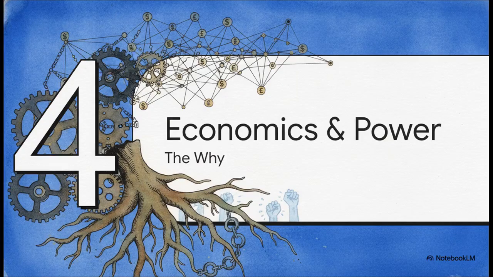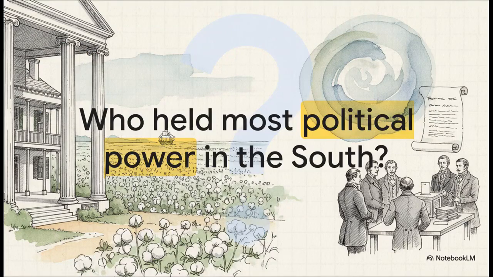Let's move into Section 4, Economics, Power, and Resistance, the why. And what's really interesting about this is, to understand why the system was so deeply entrenched, we literally have to follow the money and look at the financial motivations that locked it into place.